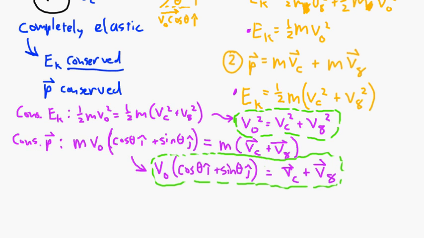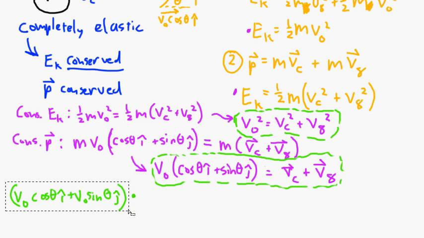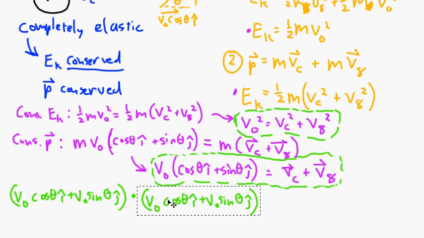trust me on this, v naught cosine theta i hat plus v naught sine theta j hat, that dotted with itself. So watch this, copy, and then paste. Yeah, there we go. This dotted with itself is then going to equal Vc plus V8 dotted with, and I'll just write this out, it's faster, Vc plus V8.